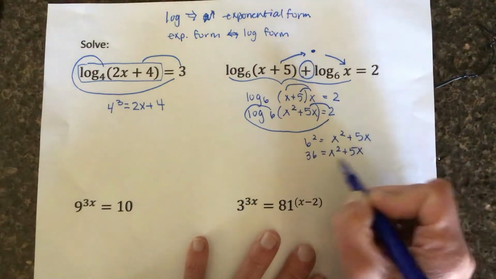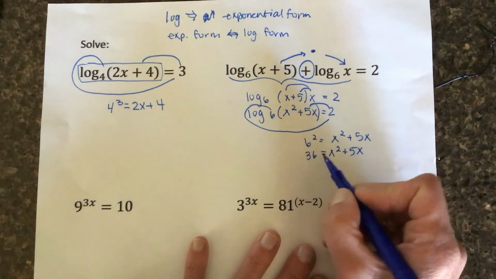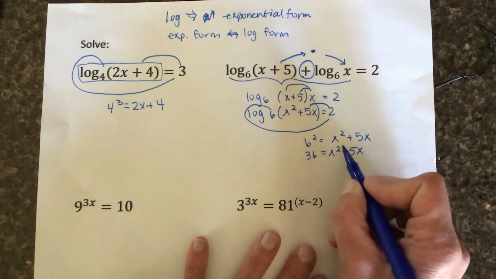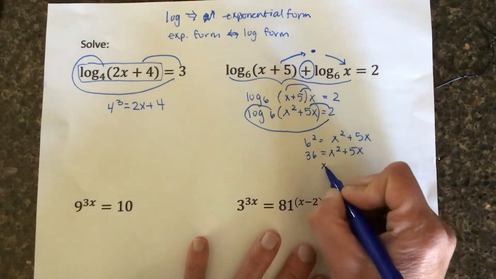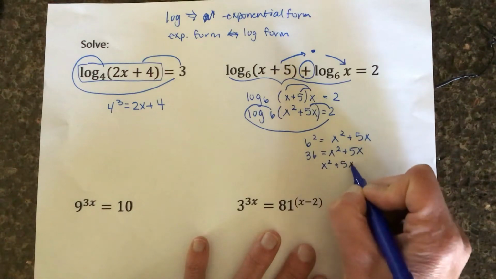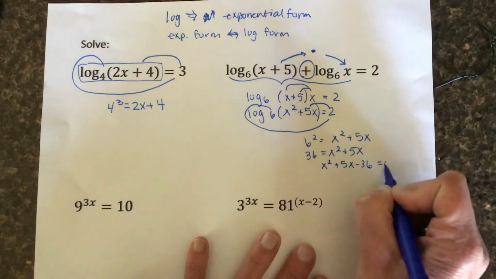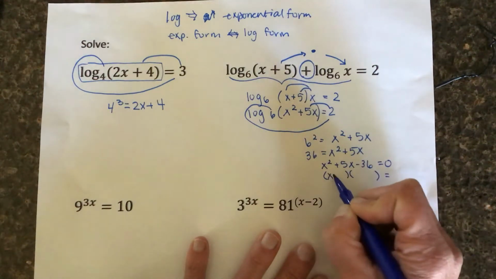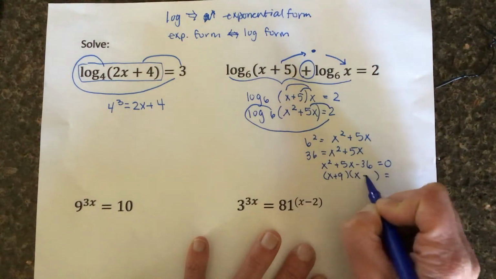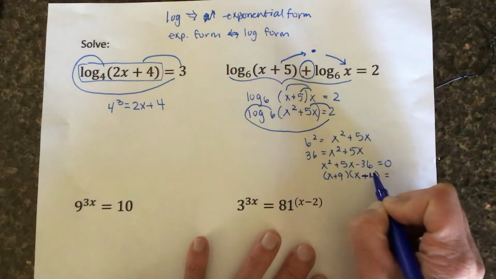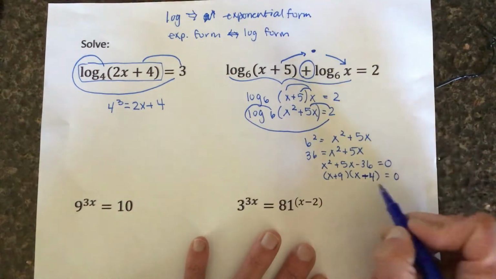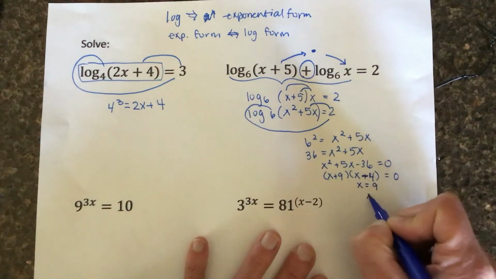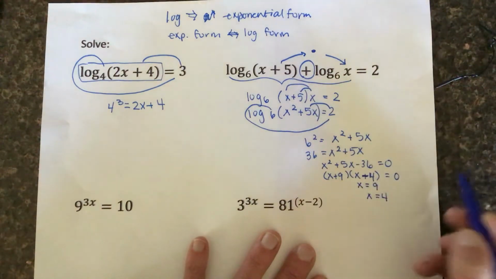Now this one I am going to go further, because this is 36 equals x squared plus 5x. I can't solve this without having one side equal to 0 because I have an x squared and an x term, so I have 2 solutions. This is the same as x squared plus 5x minus 36 equals 0. I can now factor this into x plus 9 and x minus 4. When I set each part equal to 0, I get x equals negative 9 and x equals positive 4.